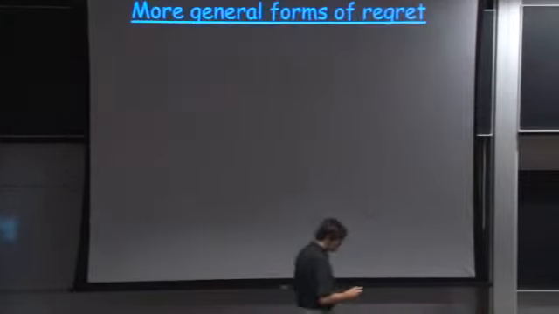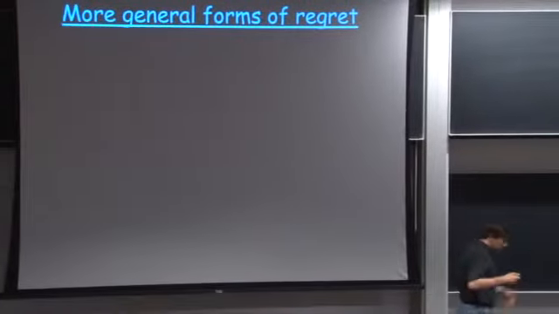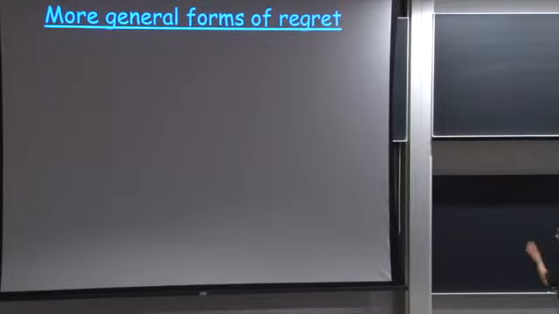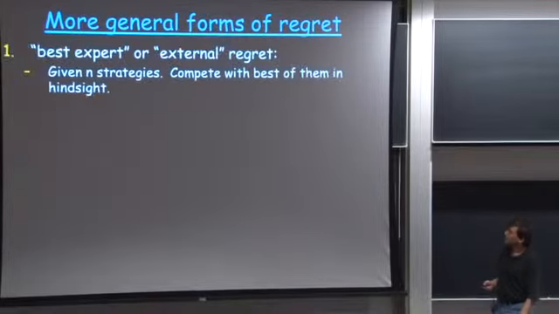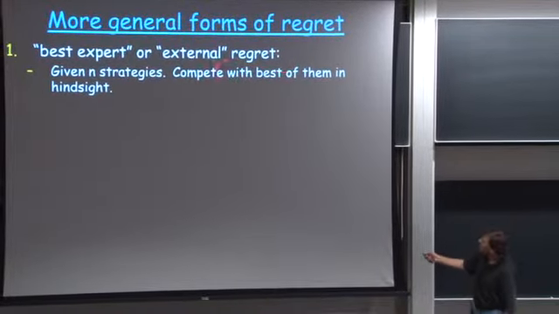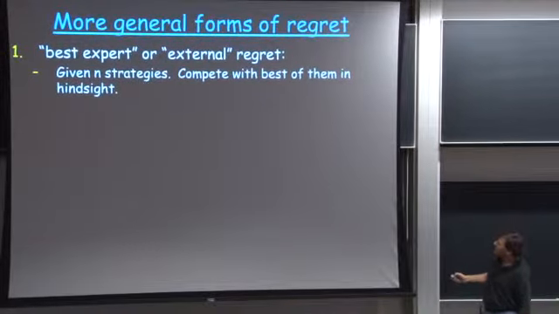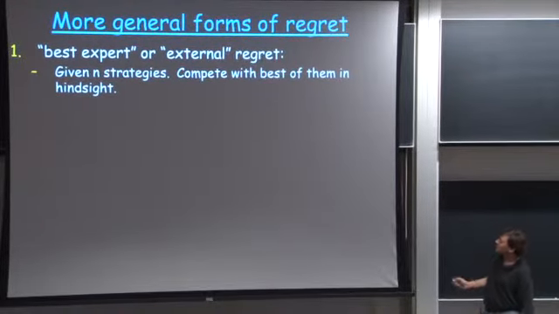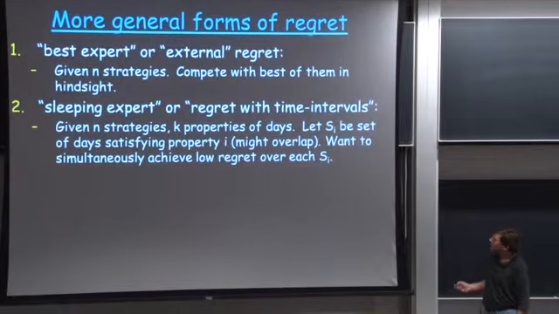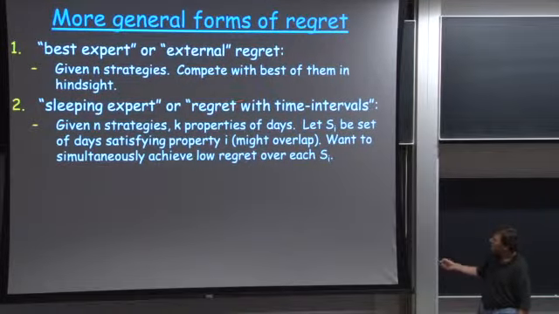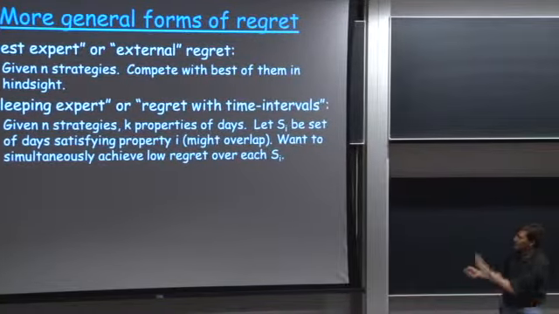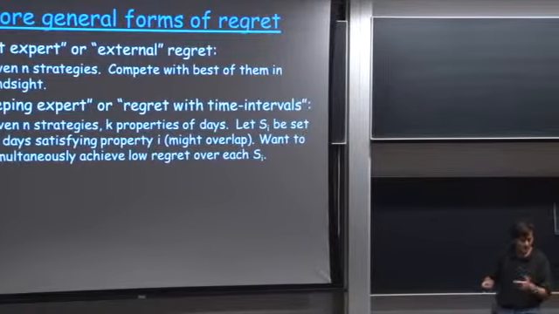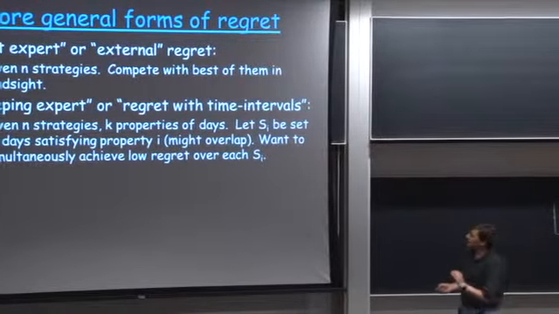Okay, so let me now talk about this more general form of regret that we'll get to correlated equilibrium with. What we've been doing so far is something called external regret. We have N strategies. We want to compete with the best of them in hindsight. There's actually a stronger thing you can do with very similar algorithms, called the sleeping experts problem or the regret with time intervals problem. I'm just mentioning this in passing before getting to the notion I'm going to talk about.